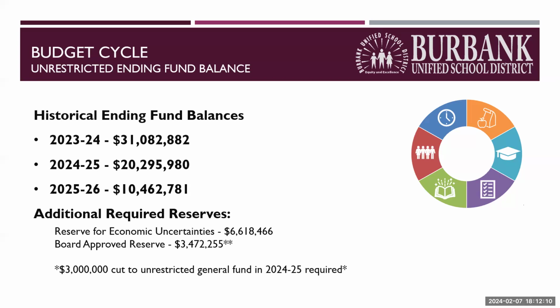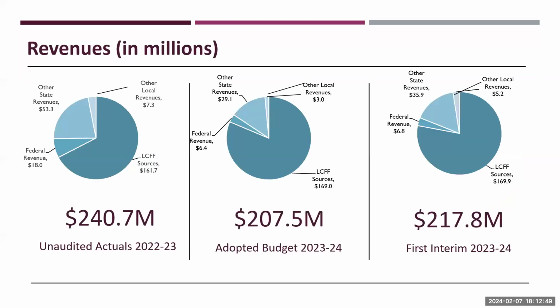The only way that we're able to meet this minimum reserve level is by anticipating a $3 million cut to the general fund in the 2024-25 fiscal year. This is, again, separate from any changes to LCAP or to supplemental funding. This is the broader budget for the district. We're required a $3 million expenditure reduction in the next fiscal year and the next school year in order to meet that minimum threshold in the third year.